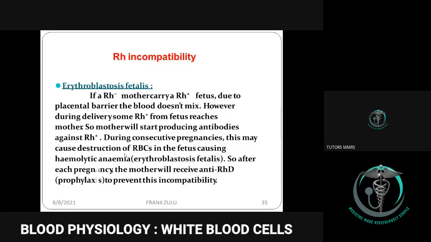Depending on whether it's dominant or recessive, it gives you the Rh positive. If it's recessive, it will give you an Rh negative. Remember that one? Yes, sir. Okay. Thank you.